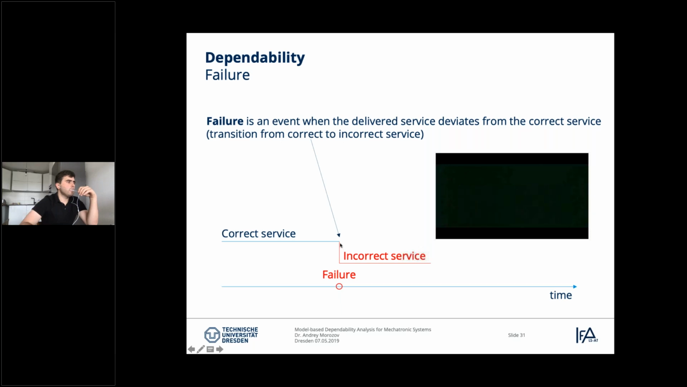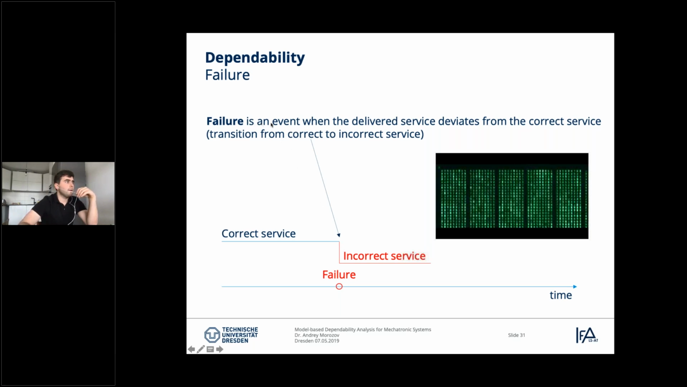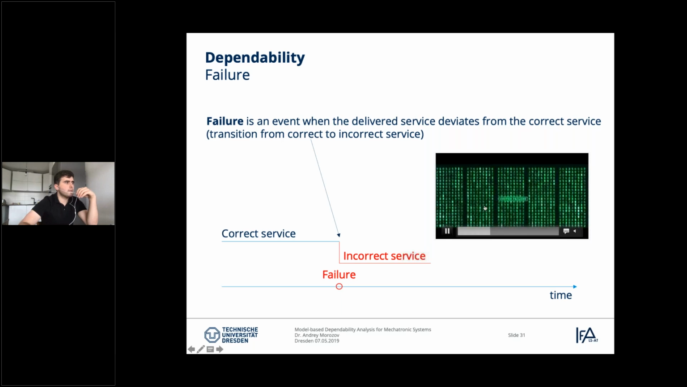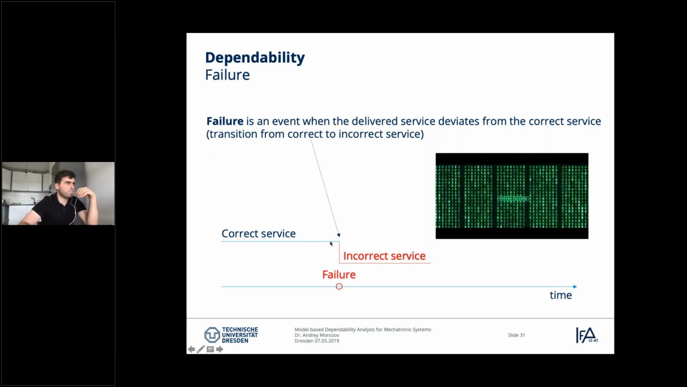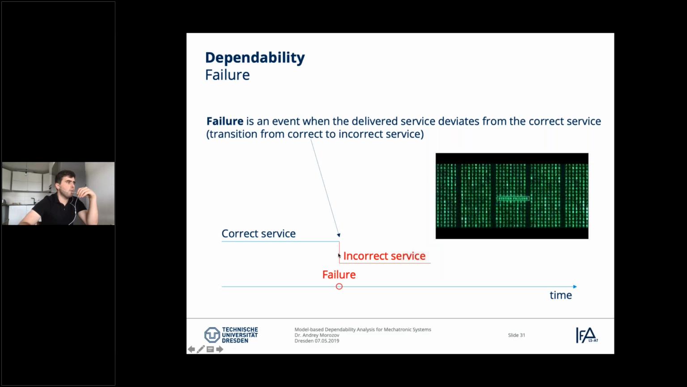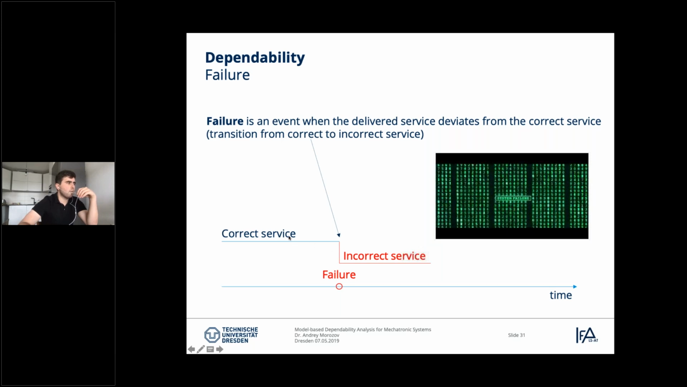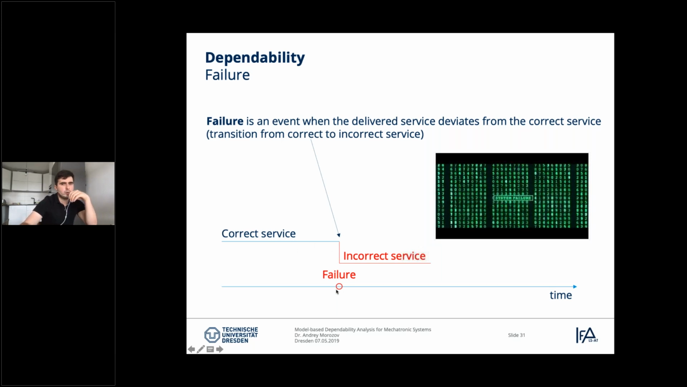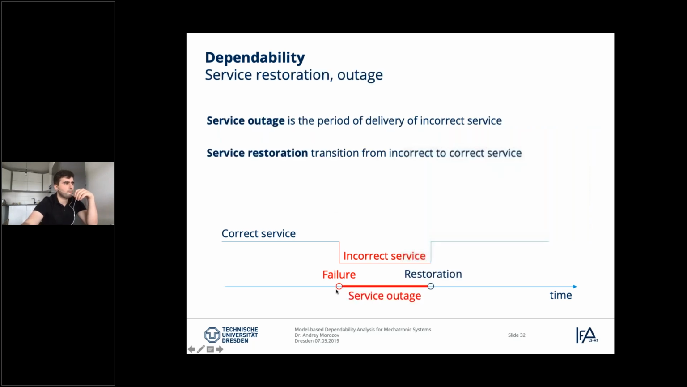And at some point, the failure could happen because of some fault or some error. We could have a failure, and the failure is an event when the delivered service deviates from the correct service. This is basically a point in time when the system stops providing the correct service. We call this point in time a failure.